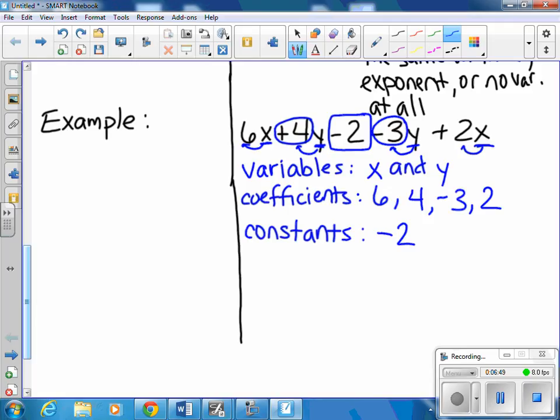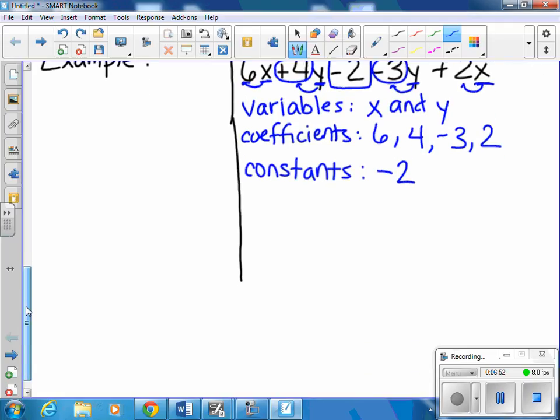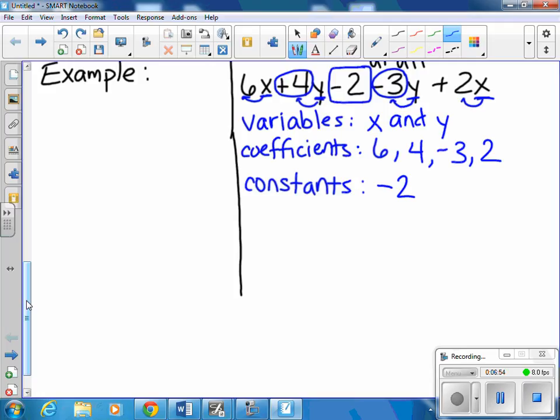All right, for the next part, we want to actually list all the terms in this problem. And remember, your terms are separated by that plus or minus sign. So we're going to literally go from left to right and keep them in the order that the problem has them in. You don't need to rearrange them at this point. As I go from left to right, I've got 6x. I'm going to switch color so that you can see what I'm doing. 6x is one term. Then I have positive 4y before I hit another minus sign, so that's another term.